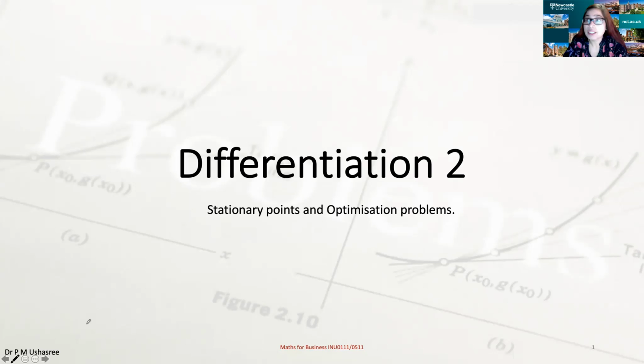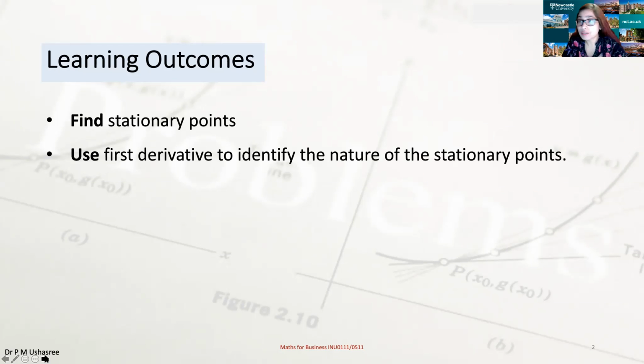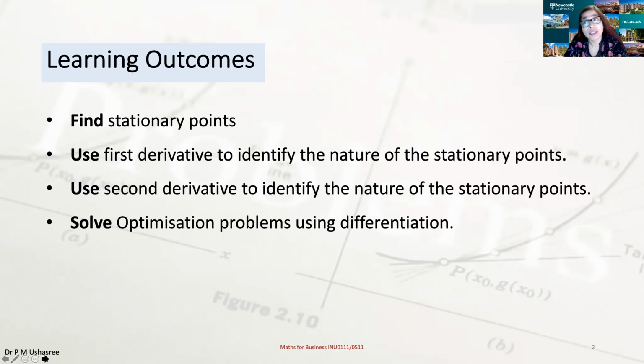Everybody, we are in week 2 of differentiation. By the end of this week, you should be able to find stationary points. You should be able to use the first derivative to identify the nature of the stationary points. You should be able to use the second derivative to identify the nature of the stationary points. And finally, you should be able to solve optimization problems using differentiation as the optimization tool.